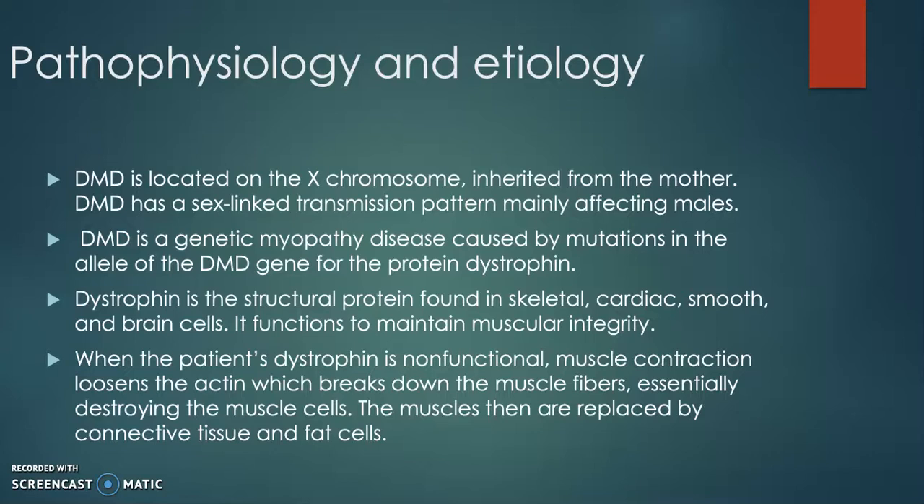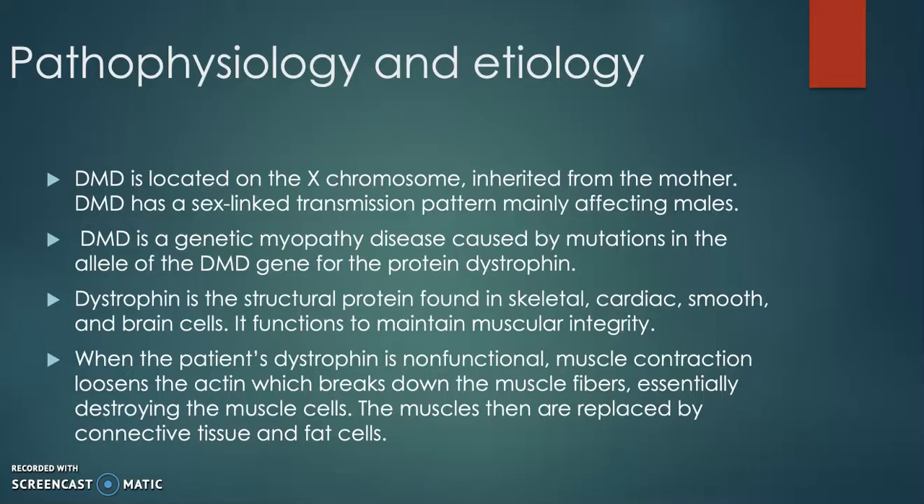The disease presence within the female carriers is weaker in the skeletal muscle strength and more apparent in cardiac issues like cardiomyopathy. So this issue within the female carriers can be managed with angiotensinogen converting enzyme inhibitors and or beta blockers. DMD is a genetic myopathy disease caused by mutations in the allele of the DMD gene for the protein dystrophin.